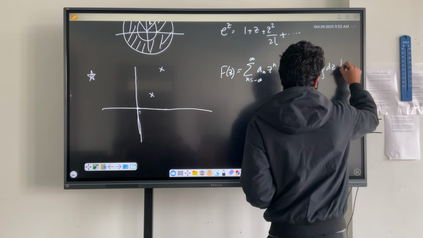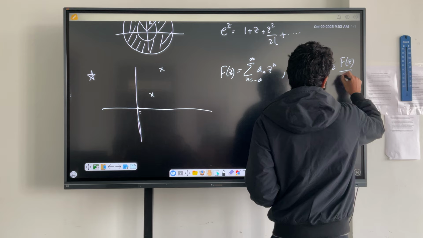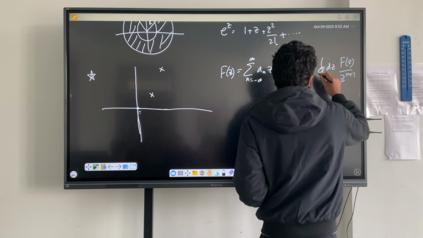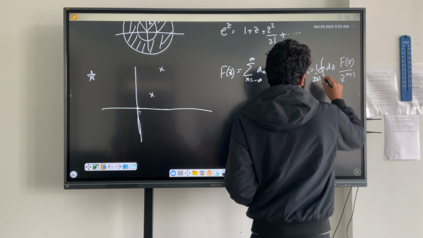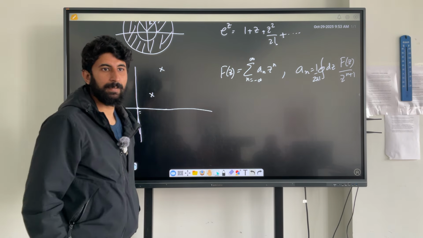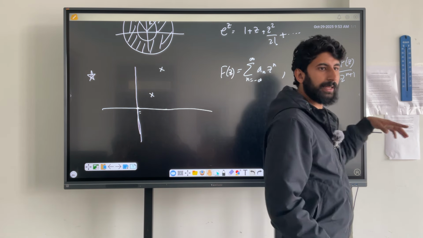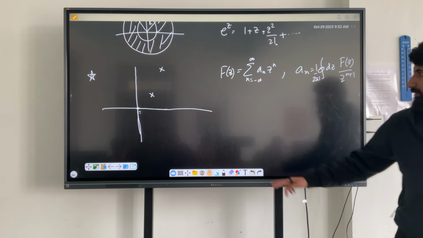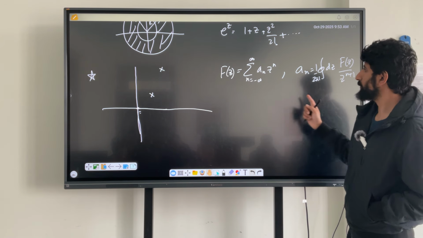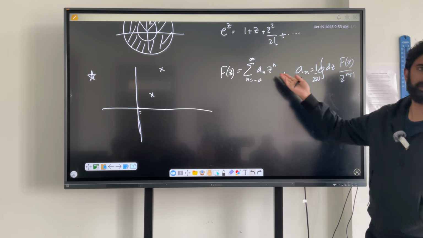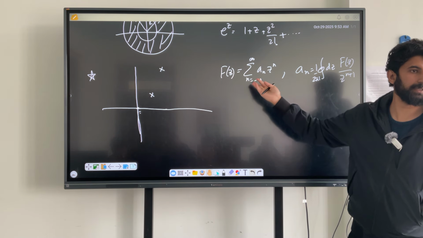dz f of z divided by z to the power, divided by 2 pi r. This is right. This should be what? Around any closed loop which surrounds this. And what series you have depends on what a n you have. That's the only thing here to determine.